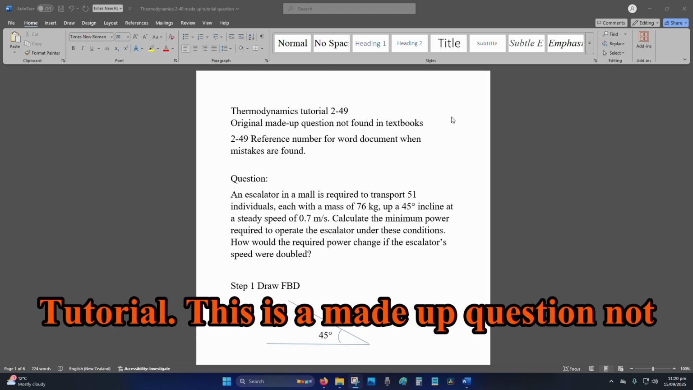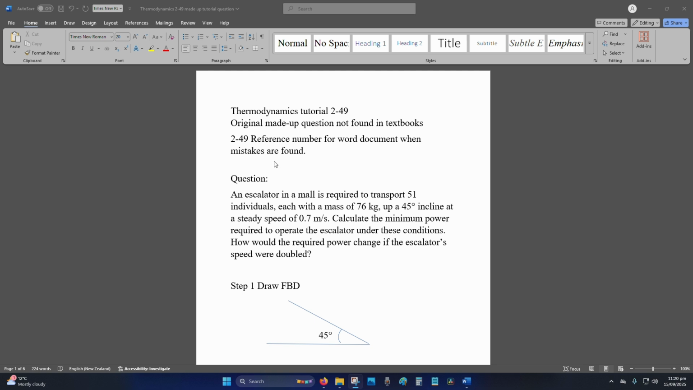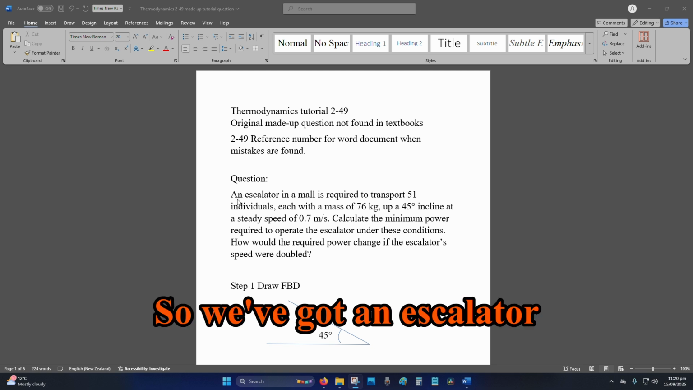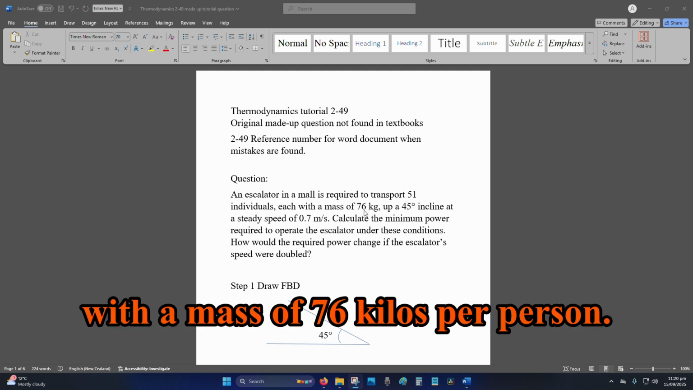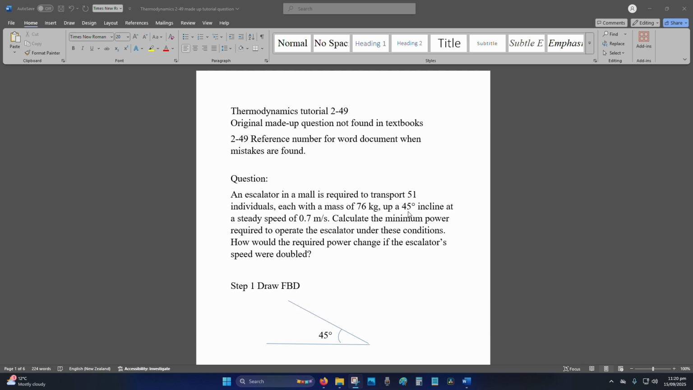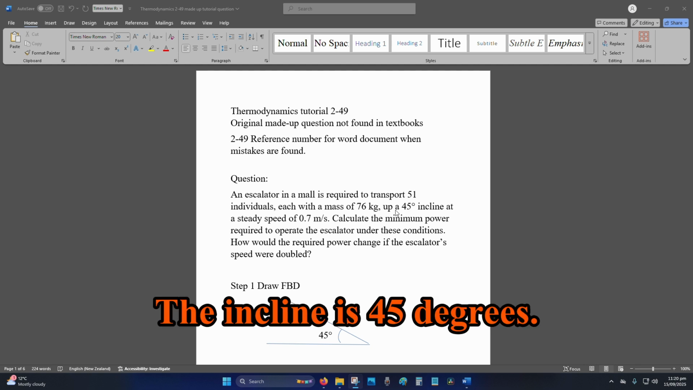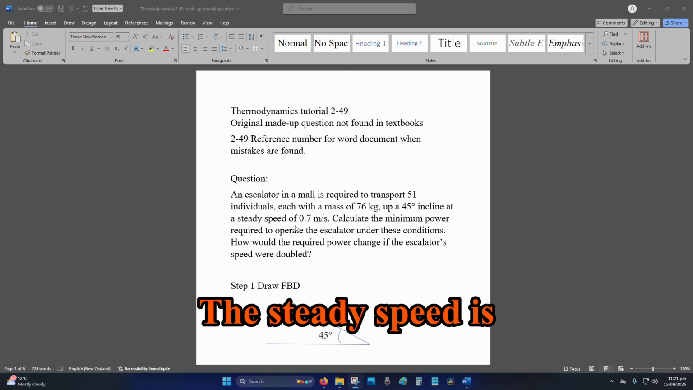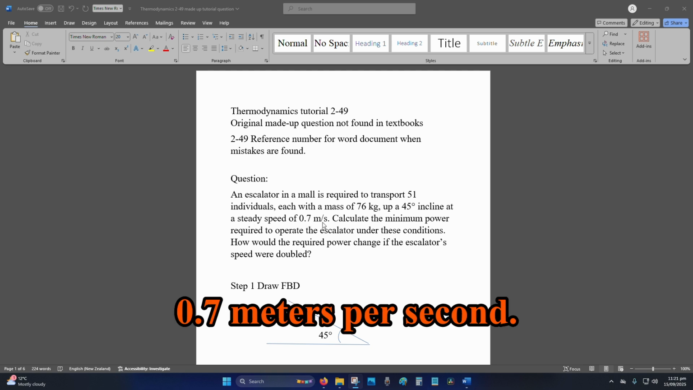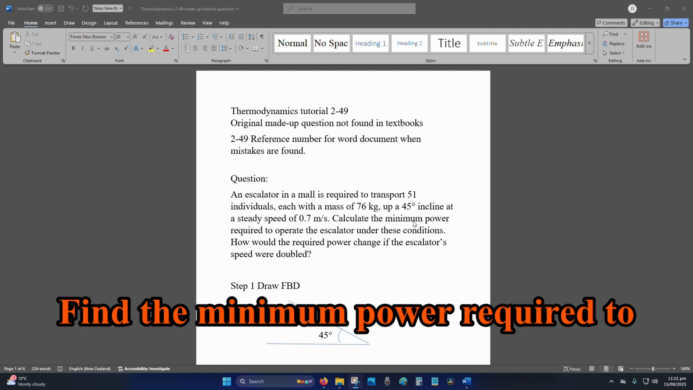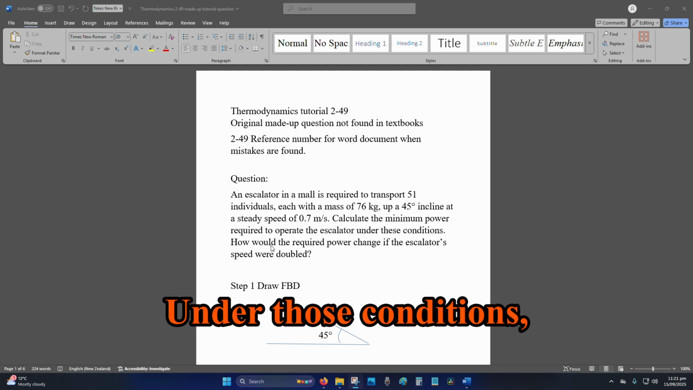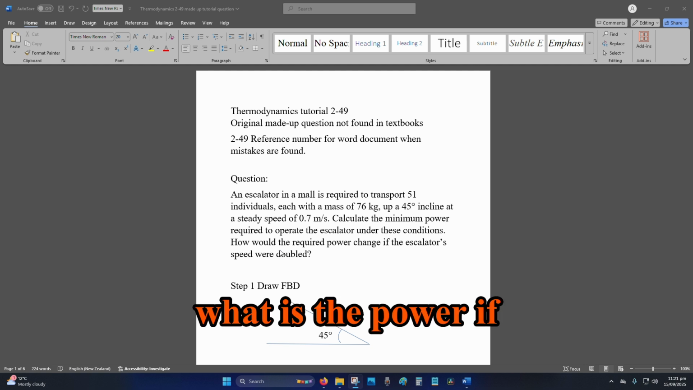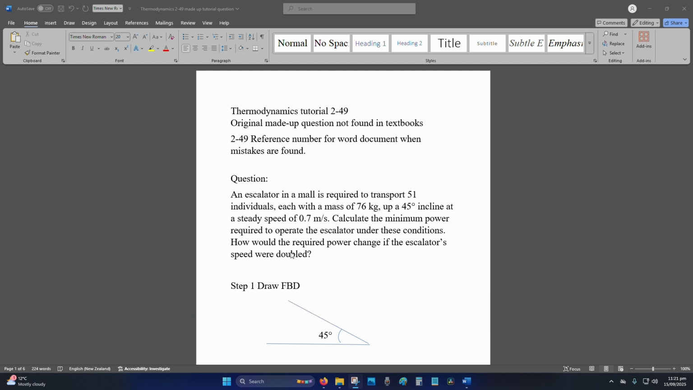This is a made-up question not found in your textbooks. So we've got an escalator and it can transport 51 people with a mass of 76 kilos per person. The incline is 45 degrees. The steady speed is 0.7 meters per second. Find the minimum power required to operate the escalator. Under those conditions, what is the power if the speed is doubled?